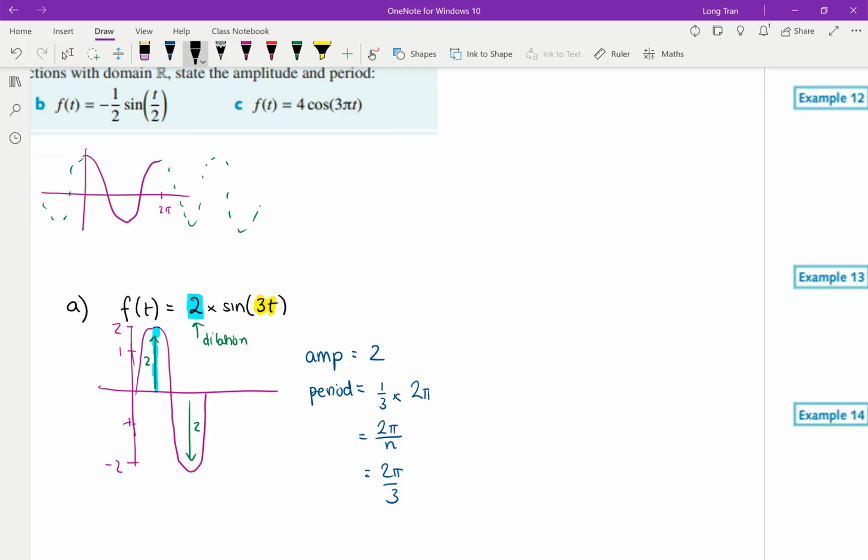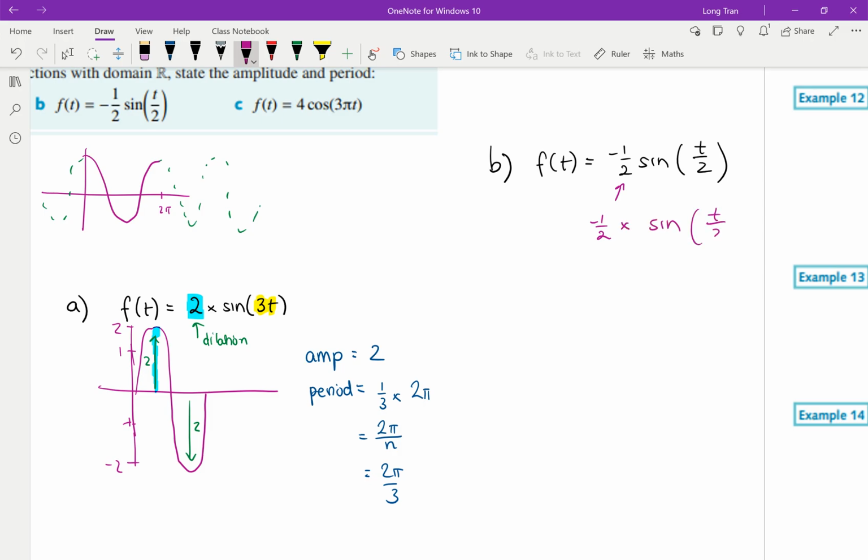So if I answer part B a bit more quickly, f of t is equal to negative half of sine of t over 2. When I look at this question, I'm saying it's negative half multiplied to the sine function.